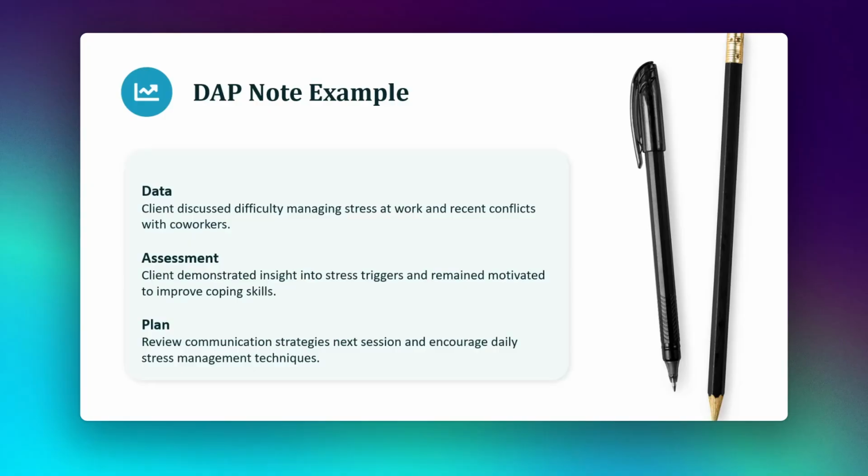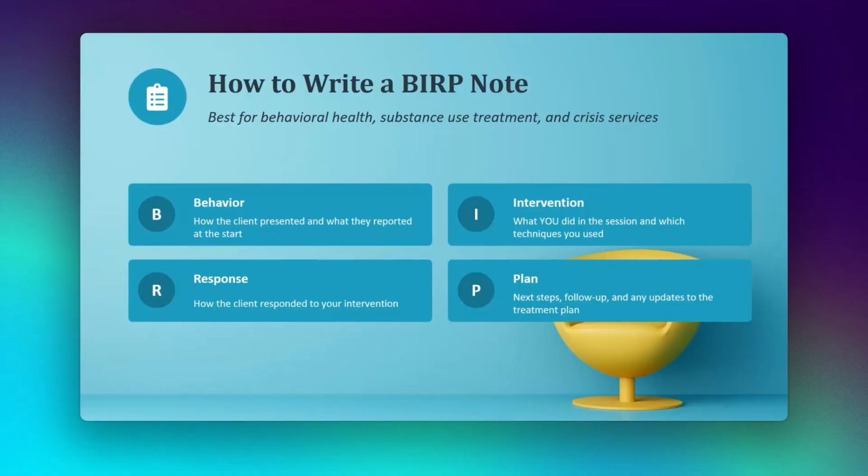The DAP is a solid first choice for new practitioners who find the SOAP format a little rigid, because the combined data section is more natural to write in most conversational clinical encounters. Next, we have the BIRP note. BIRP stands for Behavior, Intervention, Response, and Plan.